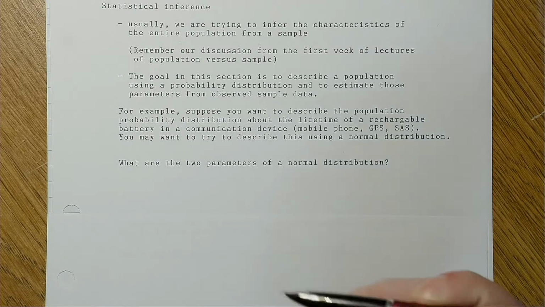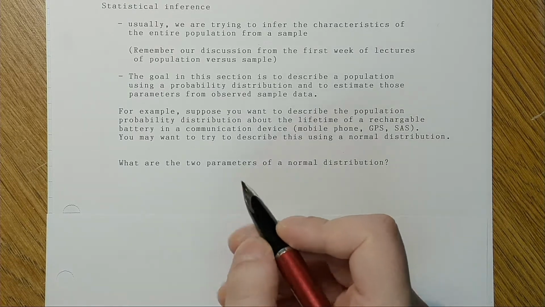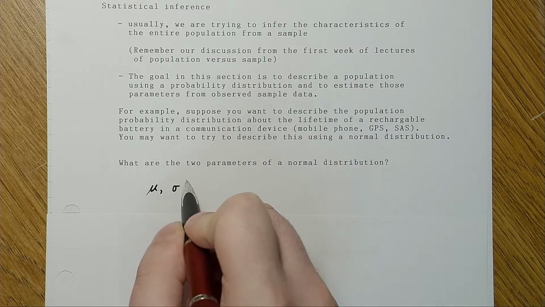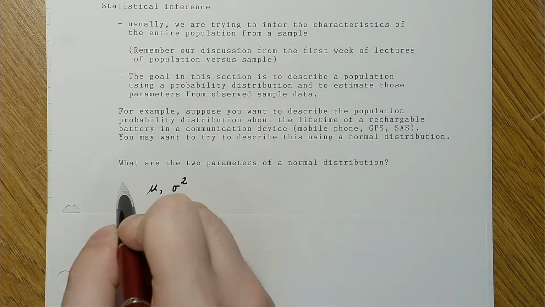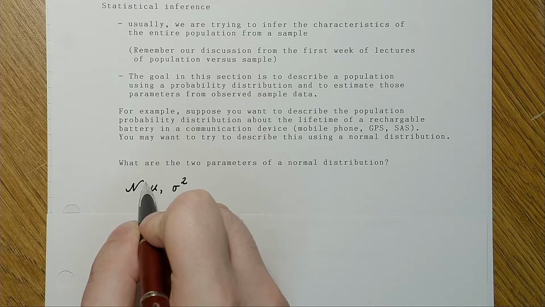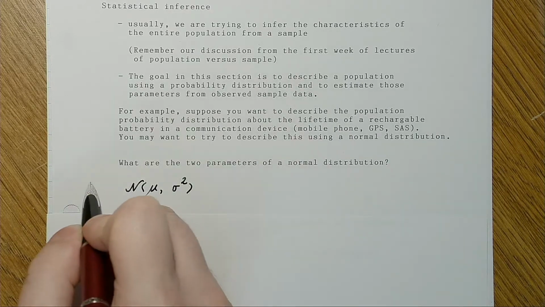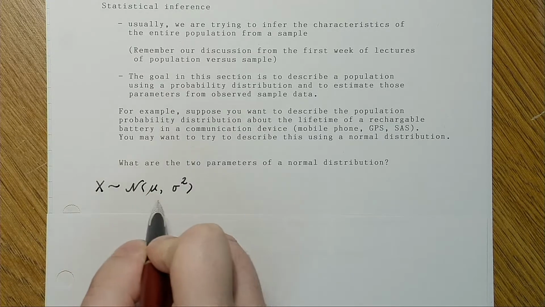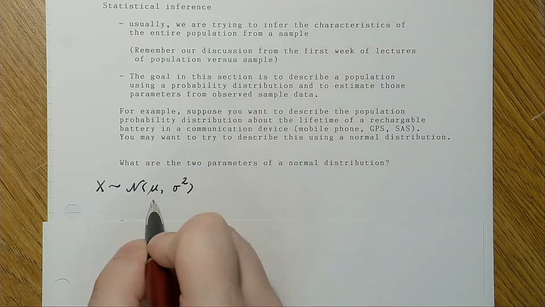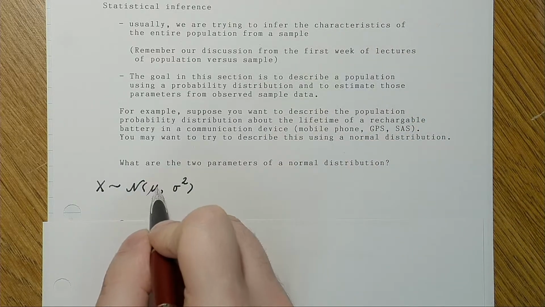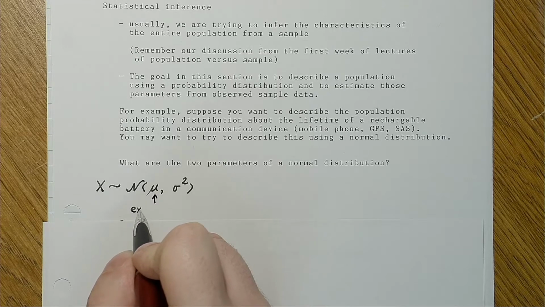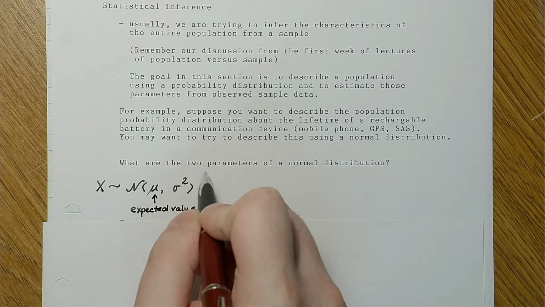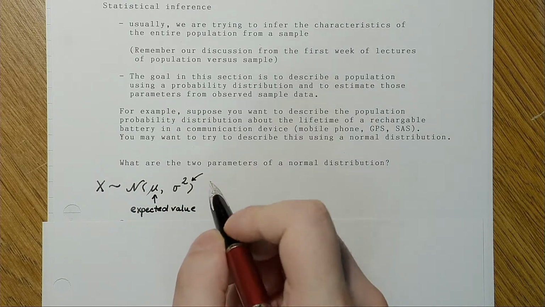Yes. So for our two parameters, we have mu and sigma squared. And we would say x is a random variable that follows the normal distribution with mu and sigma squared. I was pretty careful about, well, sometimes I would say it, but that mu is the expected value, and over here sigma squared is the variance.